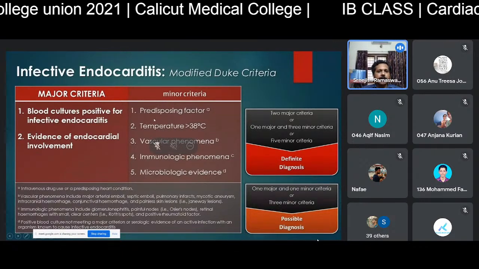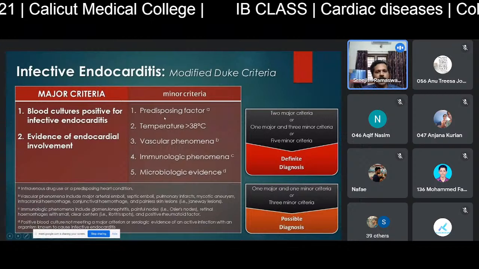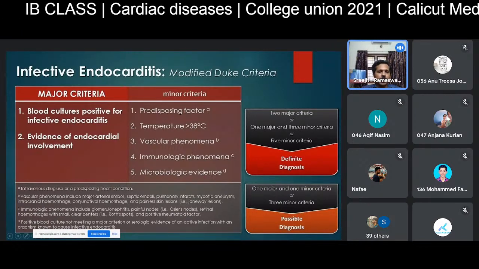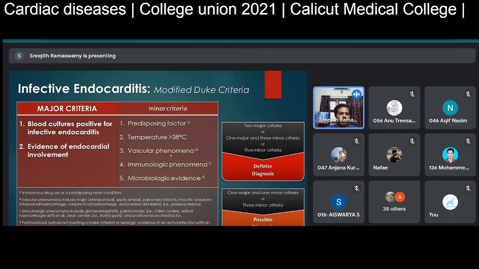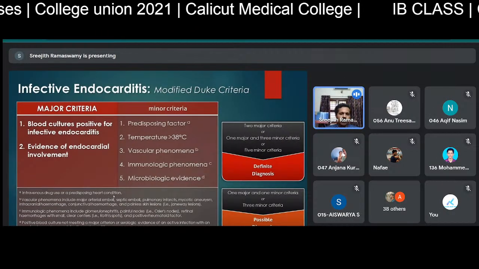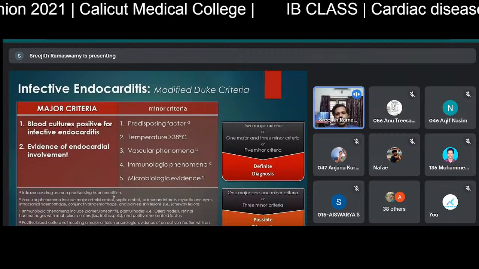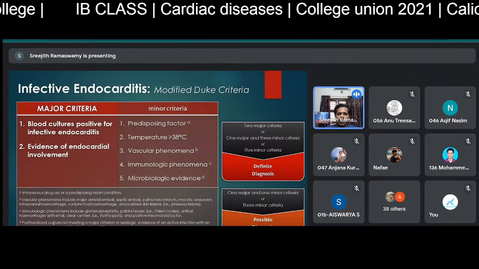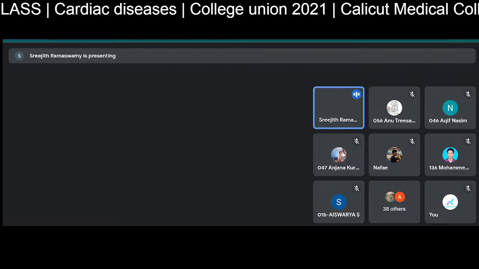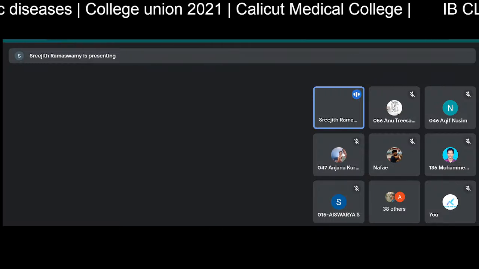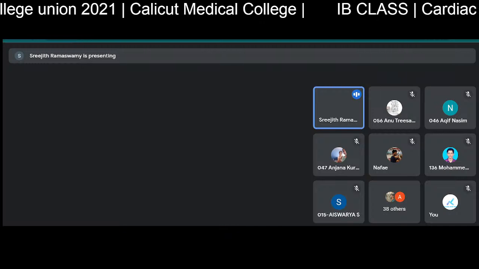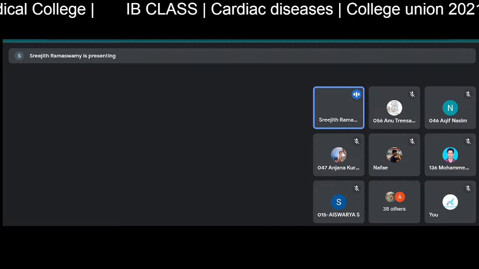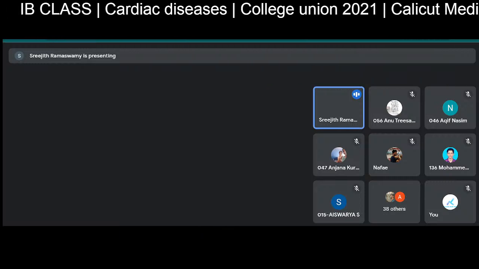Then minor criteria is a predisposing factor, that I will tell you what the predisposing factors are, then presence of fever, then vascular phenomena, immunological phenomena, and microbiological evidence. Vascular phenomena means features like embolic manifestations. As you know, infective endocarditis is a condition which can predispose to various vascular embolisms. So the patient can have arterial emboli, they may develop stroke, septic emboli, pulmonary infarction. The brain can develop something called a mycotic aneurysm, and the patient can develop intracerebral hemorrhage and the painless skin lesions called the Janeway lesions. So all these are vascular phenomena happening in infective endocarditis.